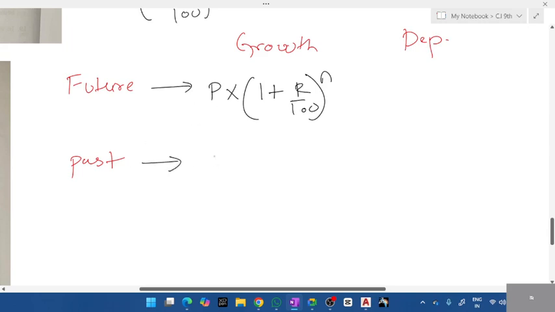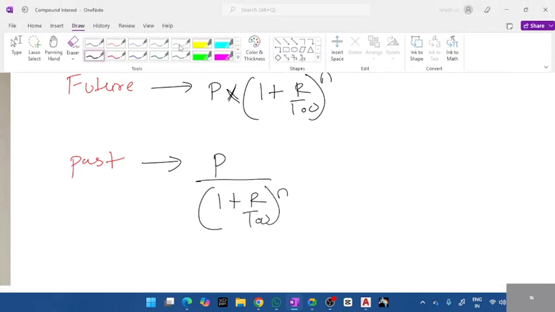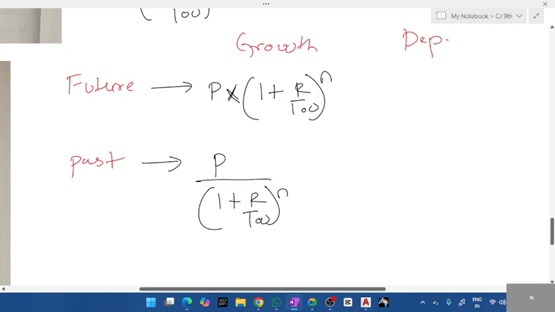For past tense, what do you do? Divide or multiply? Divide. And 1 plus r by 100, same. 1 plus r by 100 to the power n. Here, you can use P or V. V stands for value, P stands for population, age, whatever. If they give age or value, use P or V.